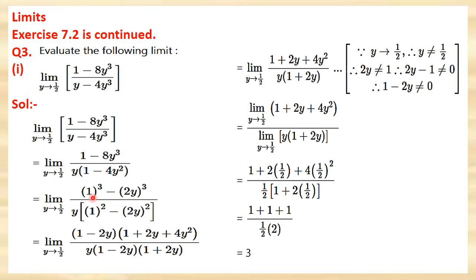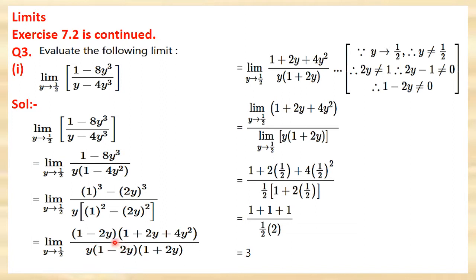It is of the form a cube minus b cube. So we can factorize it as a minus b into a square plus ab plus b square form. So it is 1 minus 2y into 1 plus 2y plus 4y square. And the denominator is of the form a square minus b square. So it is factorized as a minus b into a plus b, and the y along with it is as it is.